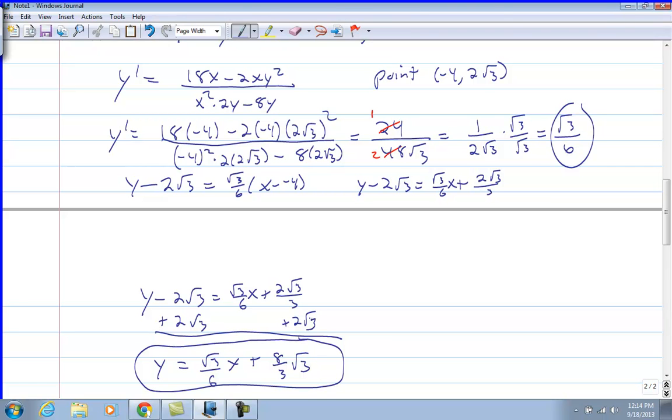I'm going to go ahead and look at the next one. I believe it's from the book. It's 2.6, number 39.